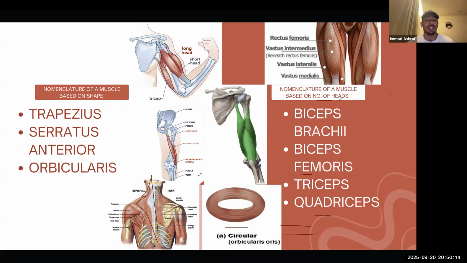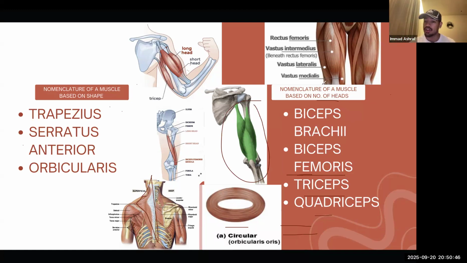Then, based on the number of heads, you can classify muscles by how many heads they have. The biceps brachii are called biceps because they have two heads, a long head and a short head. The biceps femoris are named because they have two heads. These are muscles in the hamstring, and they have two heads. That's what they call biceps as well. Triceps have three heads: a long head, a lateral head, and a medial head. You can see that over here. That's what they call triceps.